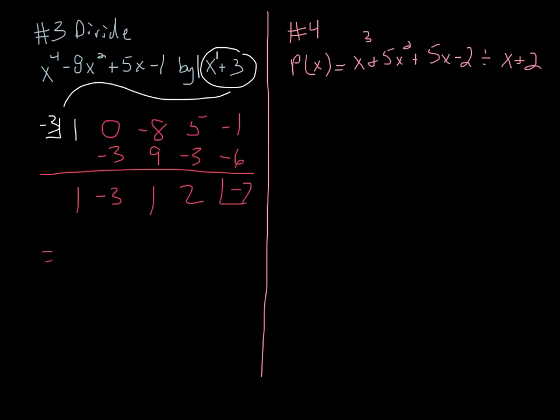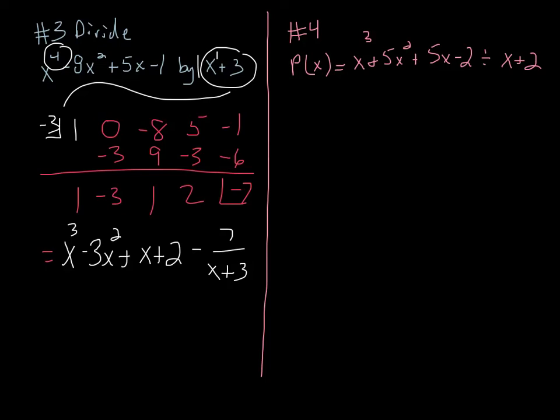Sweet. So, answer: when you divide, careful, you depress the polynomial. So it was x to the fourth, but now it'll be 1x cubed minus 3x squared plus x plus 2 minus 7 over what you divided by, because the 7 is the remainder, and we divided by x plus 3.